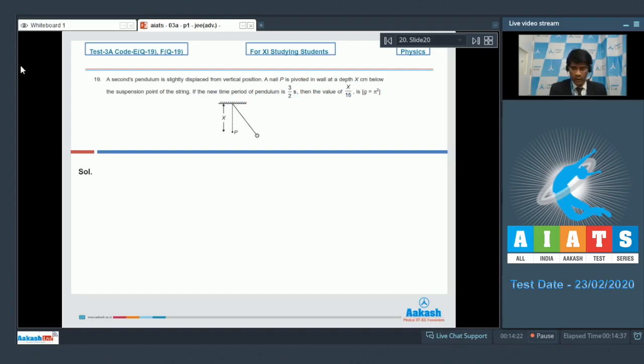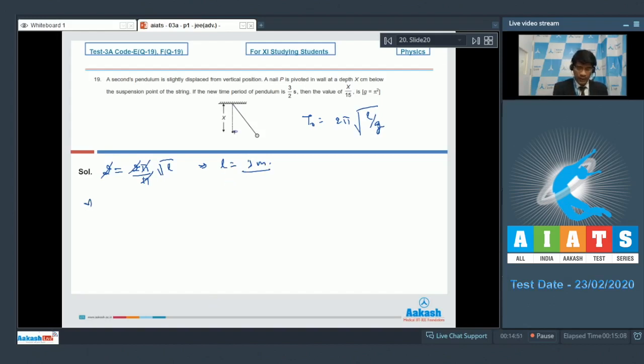I would say the original time period is T0, that is 2 pi root under L by g. This T0 was given as 2 seconds. So simply 2 must be equal to 2 pi. g was taken to be pi square, so it is pi square root of L. This one is cancelling out, and I'm having the original length L equal to 1 meter. So in centimeter it will be 100.